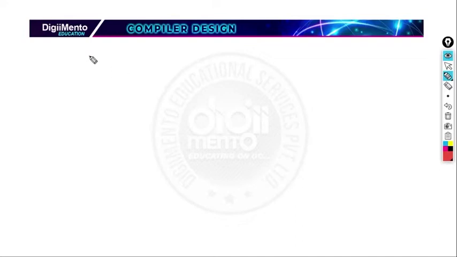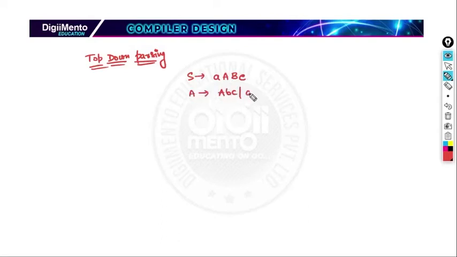So there are two ways to generate a parse tree. First of all, we are going to discuss top-down parsing, that means top-down parsers first. In top-down parsing, generally we start from the start symbol. Suppose we have this given grammar, where S generates AABA and B generates D.